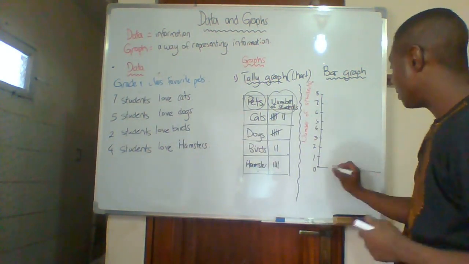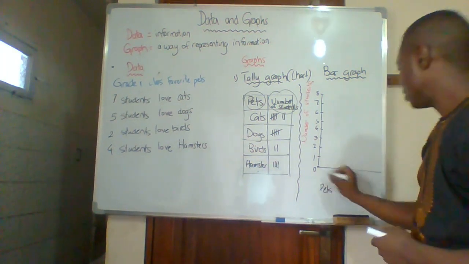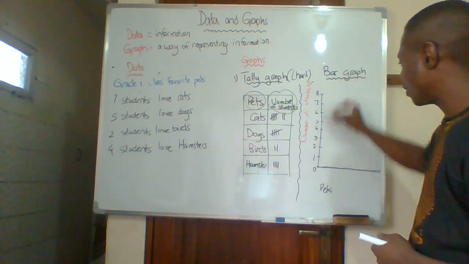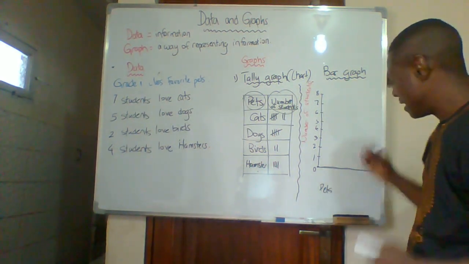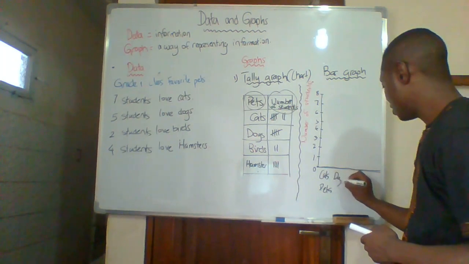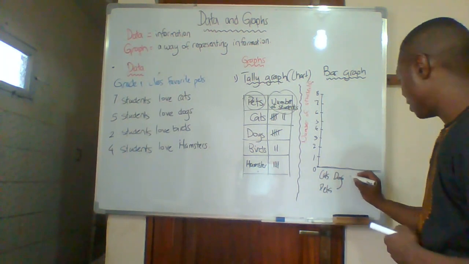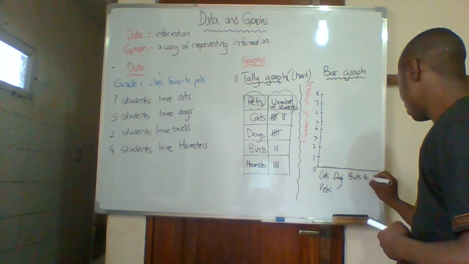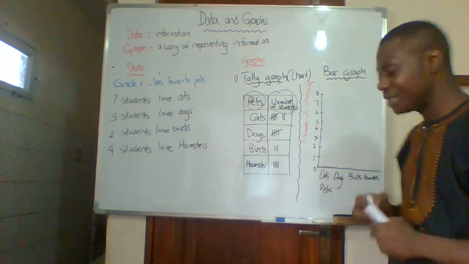And now here, the pets. Horizontally and vertically. So vertically, I have the number of the students, and horizontally, I have the pets. I'll have your cats. I'll have your dogs. I will have here birds and hamsters. Good. Let's do the bar.